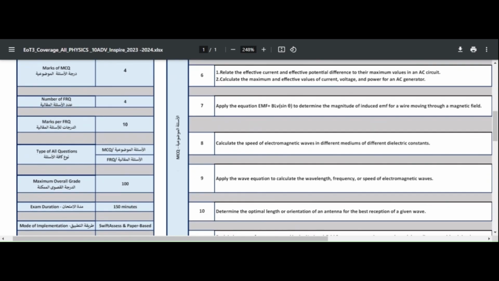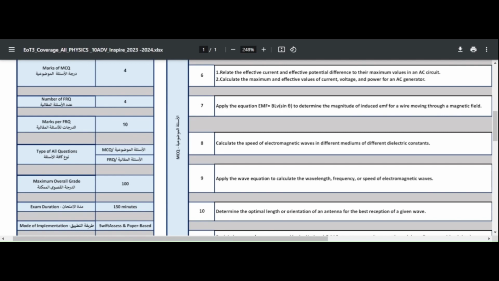Then you can have another question on the effective current and effective potential difference relative to their maximum values in an AC circuit. Calculate the maximum and effective values of current, voltage, and power for an AC generator.